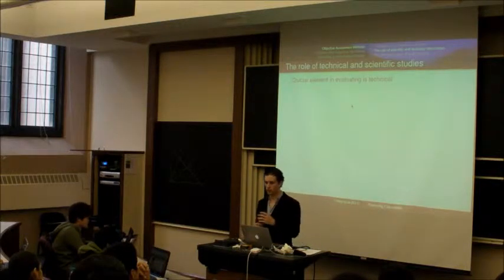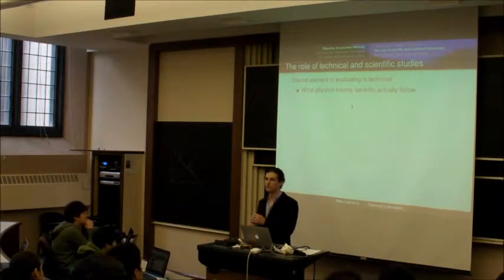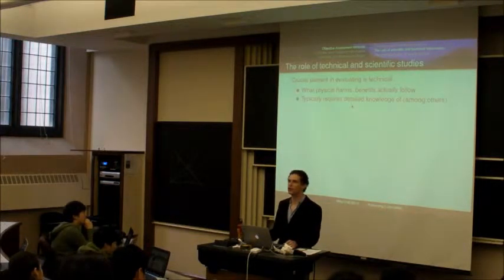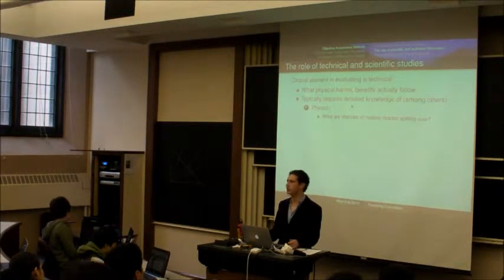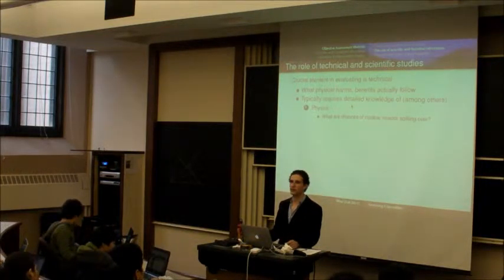Now, one crucial aspect in doing these types of analyses is technical. It's really what are the physical harms and benefits that just physically follow from the actions that were taken. And this typically requires a detailed knowledge of a variety of sciences, including, for example, physics. So if you want to figure out what are the chances of a nuclear reactor spilling over and destroying the area around the nuclear reactor, you need to know what's the physics of a nuclear reactor.